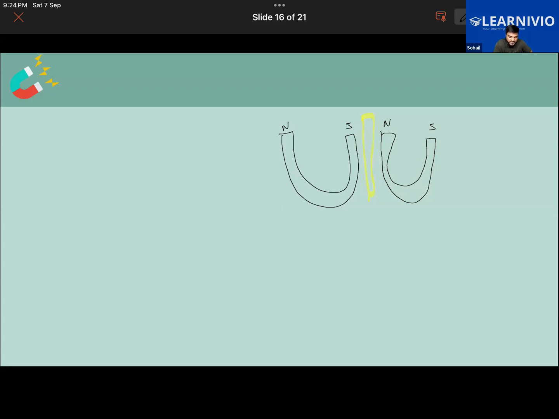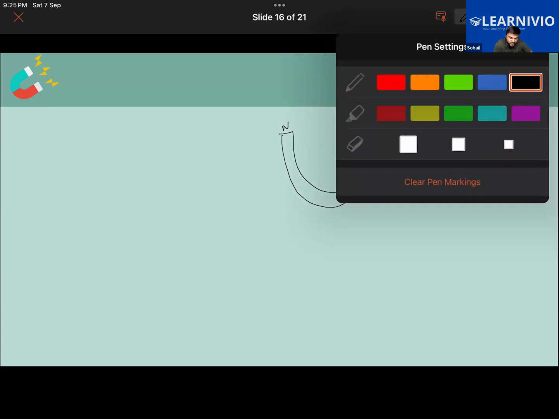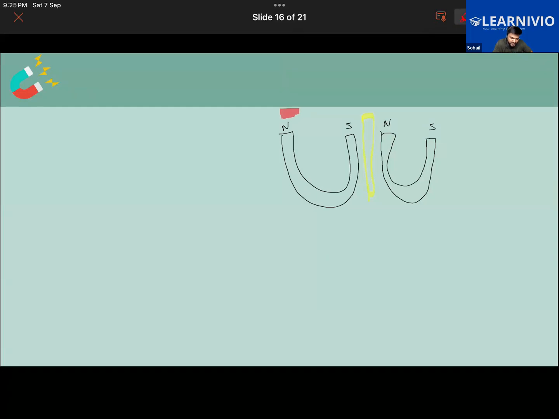Yes, sir. Also, it is important that at the poles we place a soft magnet. At the poles we place a soft magnet. Getting it? Like at the poles here we'll be placing a soft magnet.